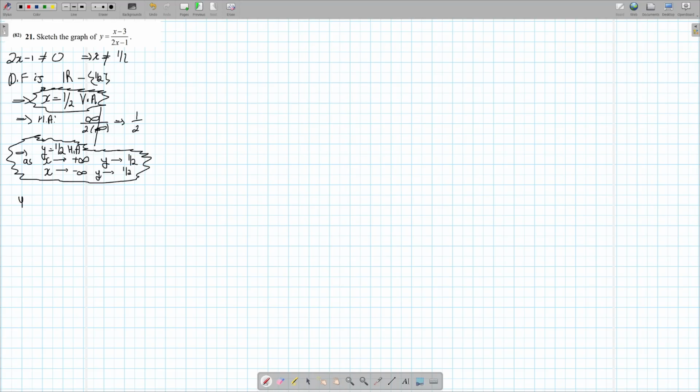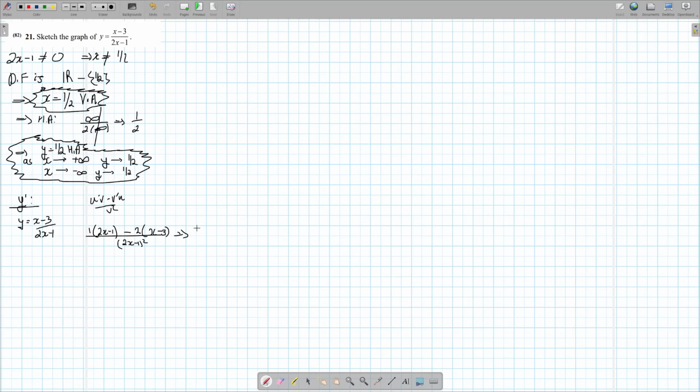Okay, now behavior of y prime. Let's find y prime. If y is equal to x minus 3 over 2x minus 1, how do you find y prime? How would you derive this? Using the quotient rule, right? What's the quotient rule? It's u prime v minus v prime u over v squared. So here, u prime v is 1 times v, 2x minus 1, minus v prime u. What's the derivative of this? 2. u is x minus 3, over v squared, which is 2x minus 1 squared.